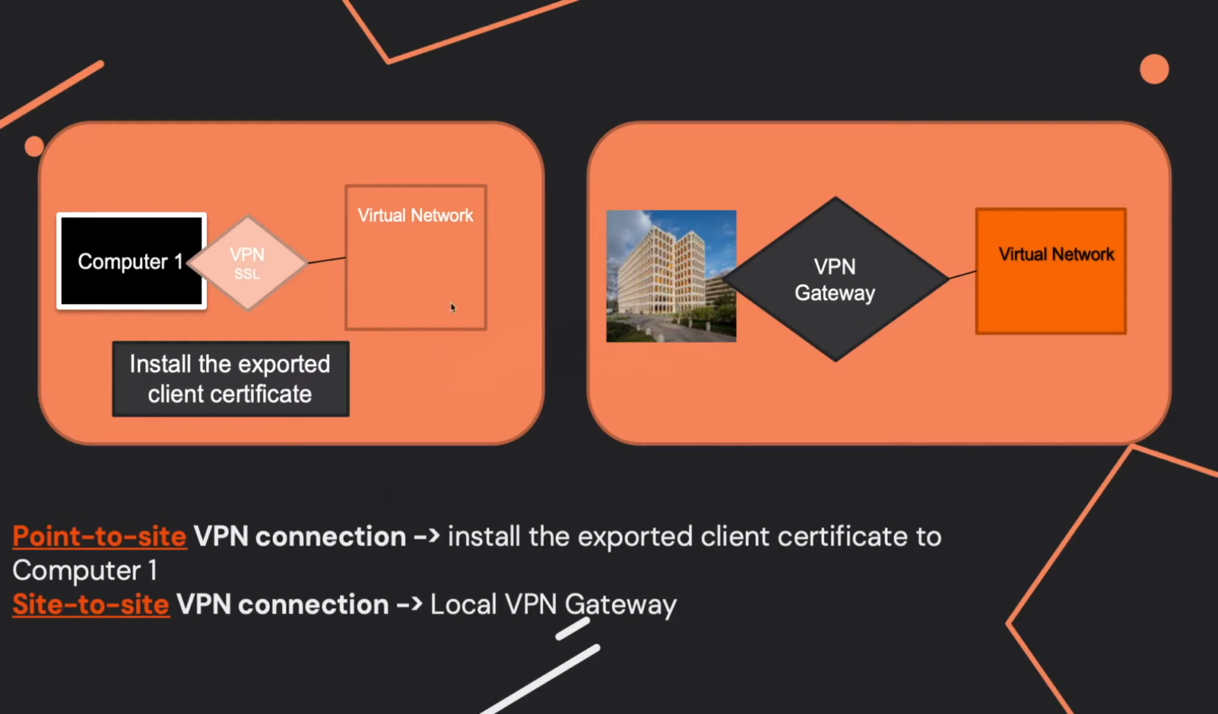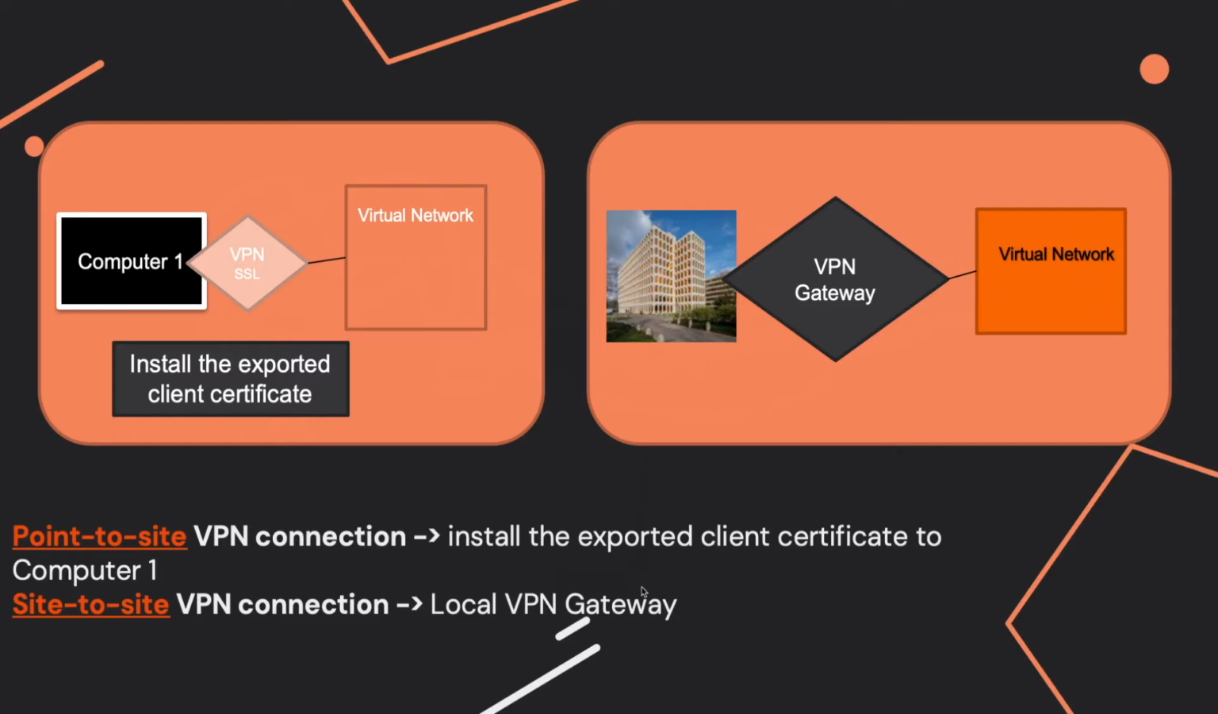So in the first box here, we have a point-to-site VPN connection. As I've already said, this is a connection between a computer and a virtual network. On the right side, we have a site-to-site VPN connection, which is a connection between on-premises servers and a virtual network. In the first case, you need to make sure that you have installed the exported client certificate on your computer. Here, in the second scenario, you need to make sure that you have a VPN gateway. So a local VPN gateway.